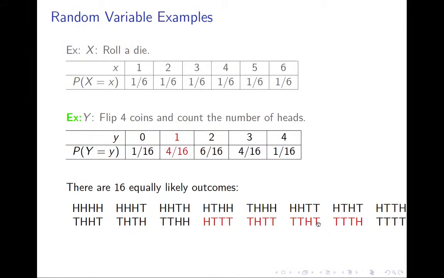There are 4 different ways that you can get 1 head and 3 tails. You can get the first coin as a head, or the second, or the third, or the fourth. So the probability of getting 1 head is 4 out of 16. We go through and count up the 6 ways of getting 2 heads. So that's 6 out of 16, and then notice they repeat. Getting 3 heads is the same as getting 1 tail, which has the same probability as 1 head. And likewise, 4 heads is probability 1/16, just like 0 heads.